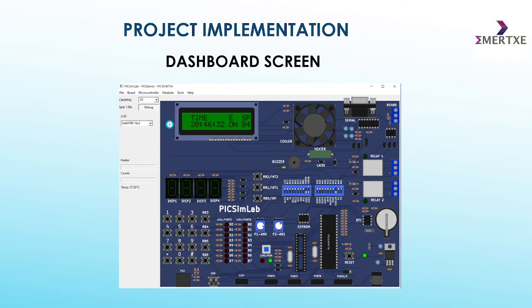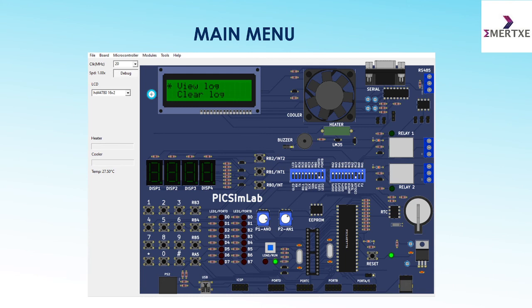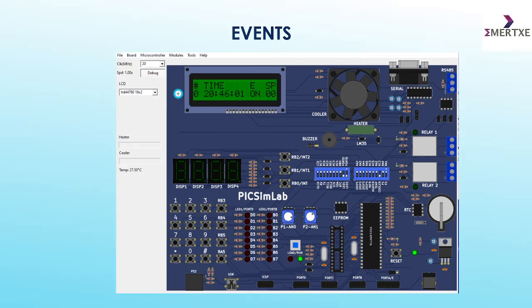Now, project implementation. Now you can see a dashboard screen. In the dashboard screen, we can see the current time, event, and speed. Now, this is a login screen. Here, we have to enter a password to redirect to the main menu. After entering the correct password, you will be redirected to the main menu. Here, we can see view log, clear log screen.